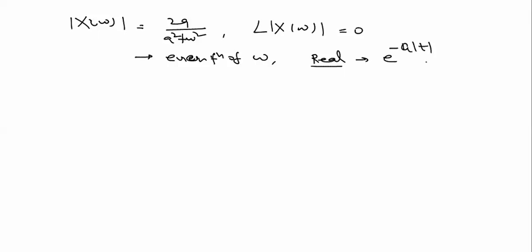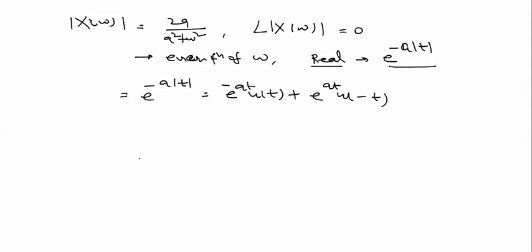Minus a mod t. This combination is represented as e power minus a mod t. We can represent it as e power minus a t u(t) plus e power a t u(minus t). We can draw its magnitude spectra by putting the value omega equals to 0: 2 by a. At omega equals to 0, a cancels with a, and we get 2 by a.